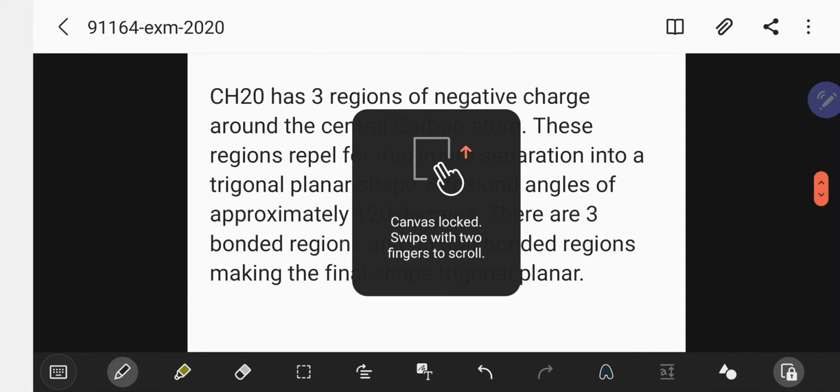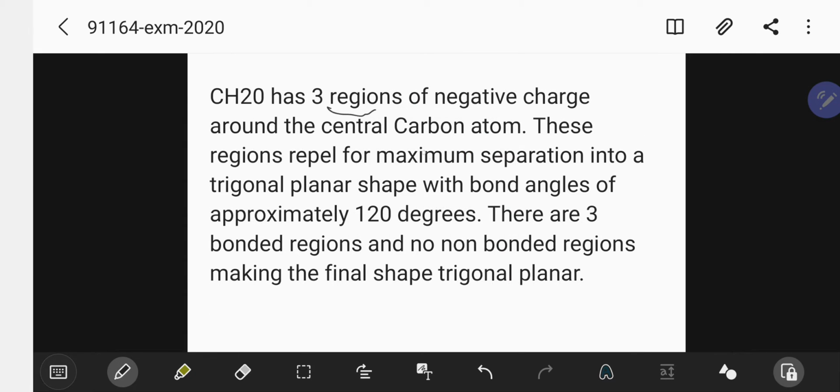CH2O has 3 regions of negative charge around the central carbon atom. These repel for maximum separation, like I said, into a trigonal planar shape with bond angles of approximately 120 degrees. So there are 3 bonded regions and no non-bonded regions, making the final shape trigonal planar.